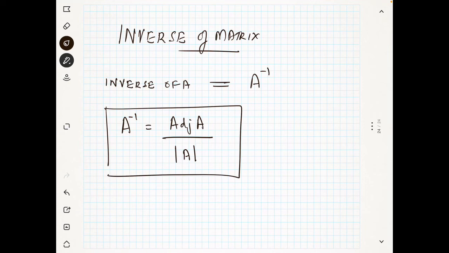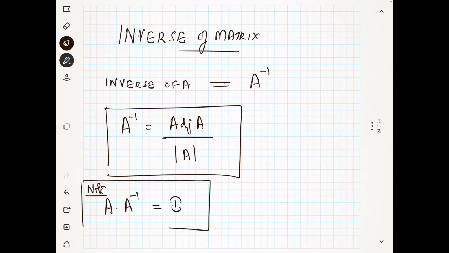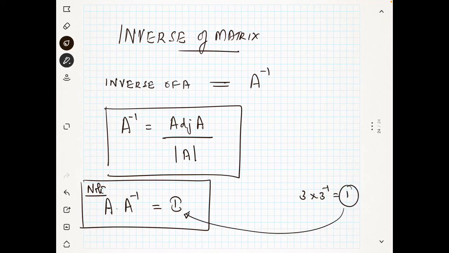Now if you know A inverse, then if you multiply A with A inverse, you will get the identity matrix. So this is very, very important. It is like in the real number case, if you have a number 3, 3 into 3 inverse is equal to 1. So instead of 1, we have here I. So this is the analogy.